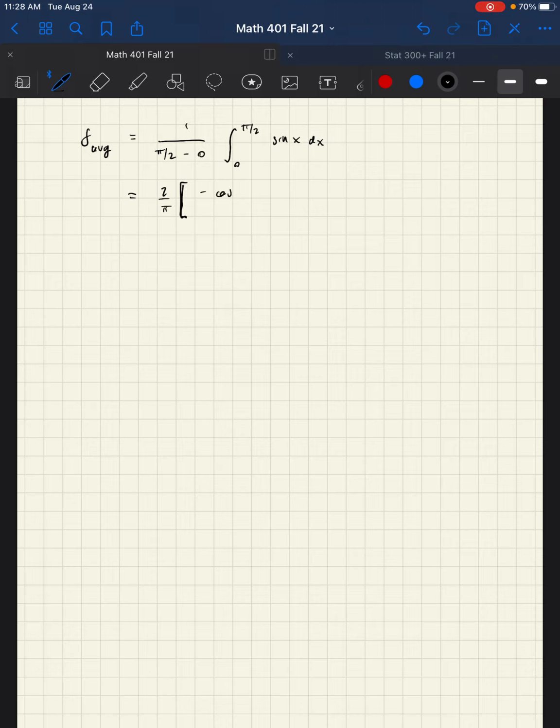Now, the front part, the fraction here that I have, is going to turn into 2 over pi. And the integral, of course, is negative cosine of x from 0 to pi over 2. Which means we have 2 over pi of negative cosine pi over 2 plus cosine of 0. Now, cosine of pi over 2 we know equals 0, and cosine of 0 equals 1, which means this whole thing reduces to 2 over pi.